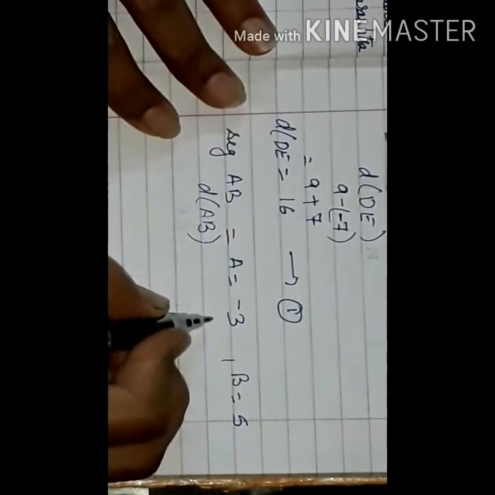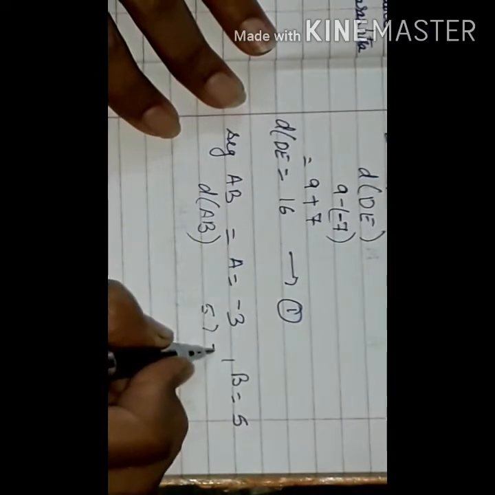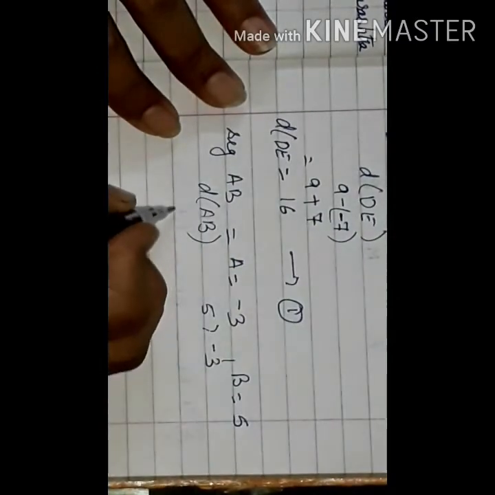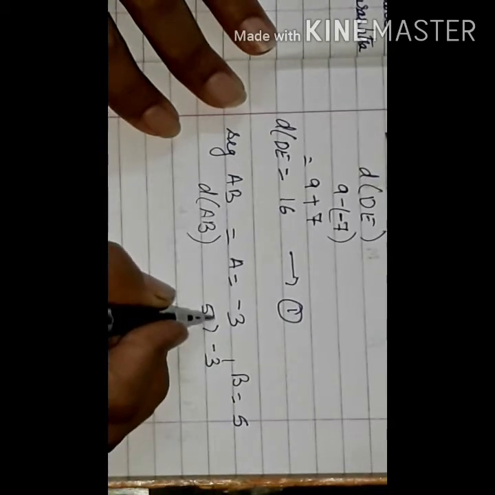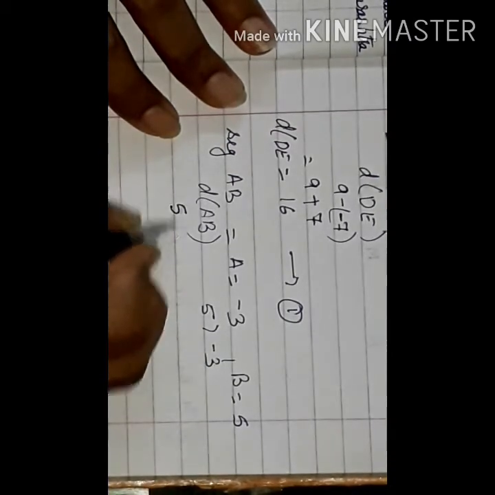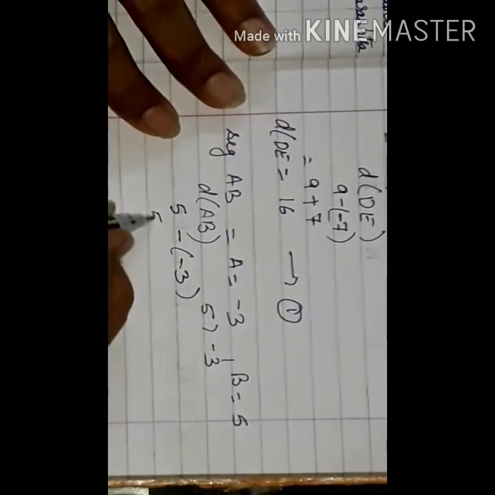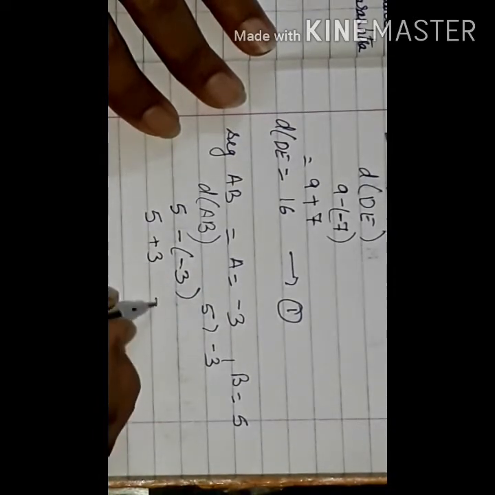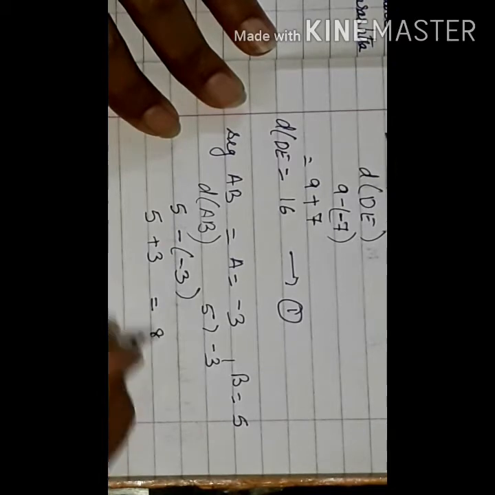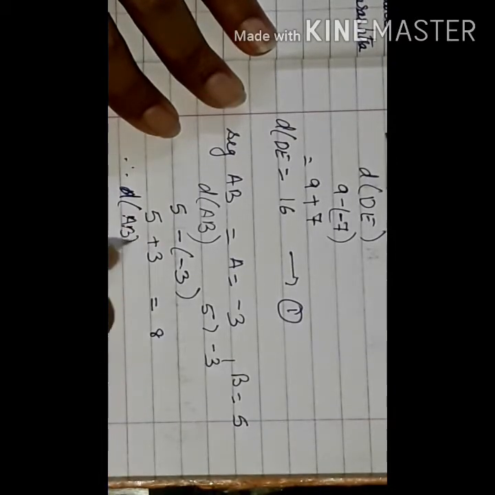You will see that 5 is greater than minus 3. So what will be the answer? We have to subtract minus 3 from 5. That is 5 minus minus 3. Two negatives give us positive. So the answer is going to be 8. Therefore, the distance of AB will be 8.